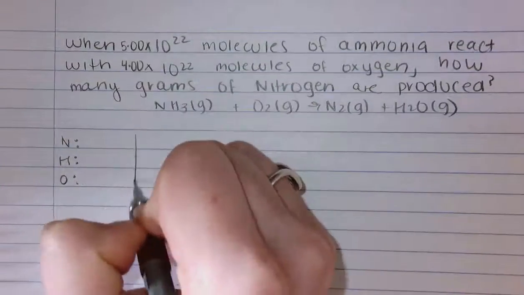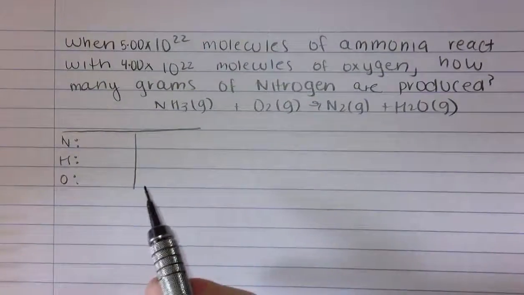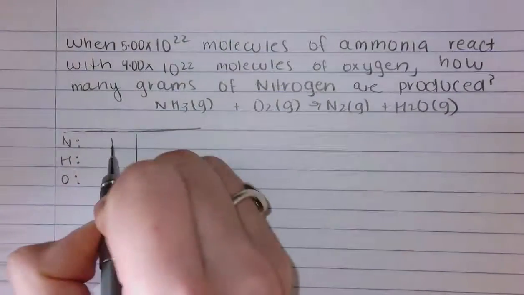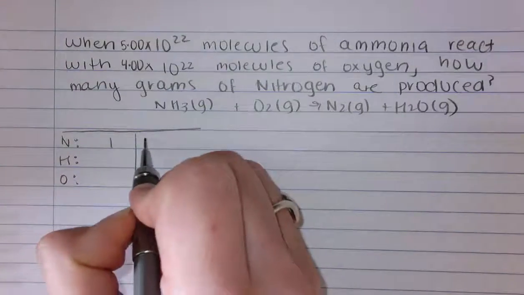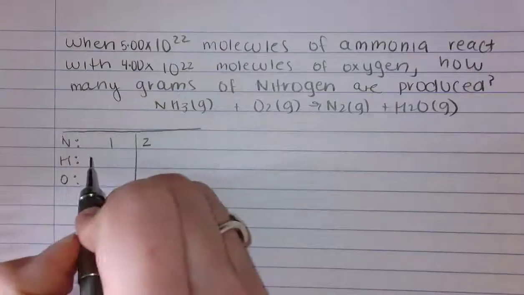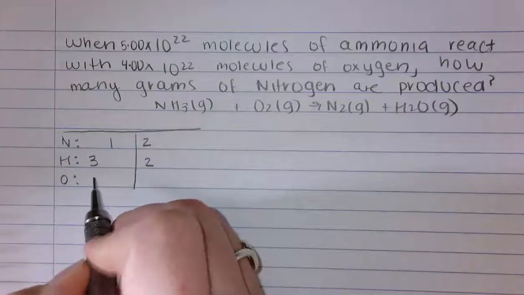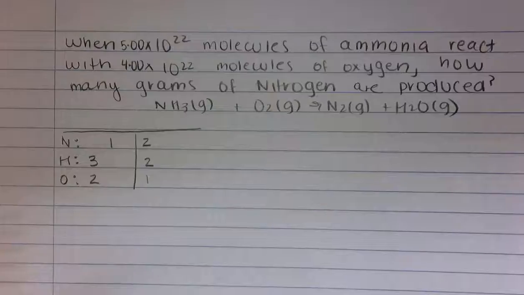so I know how many of each species I have on my left and right hand side. So initially filling it in, we have 1 nitrogen on our left hand side, 2 on our right. And with hydrogen, we have 3 and 2, and oxygen, we have 2 on our left, 1 on our right. Okay, so now we're ready to balance everything.